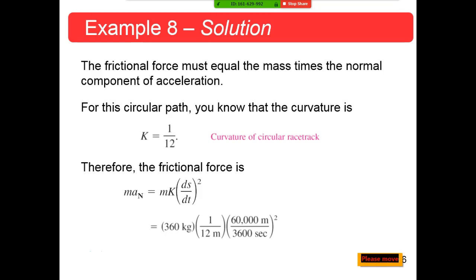Goodness, talk about a weird way of doing this. They took their 60 kilometers per hour, made it 60,000 meters per 3,600 seconds, squared both of those. I can't imagine what their calculator looks like. Huge numbers. And anyway, magically came up with about 8,333 kilogram meter per second squared, which, by the way, is a Newton, which is a force.